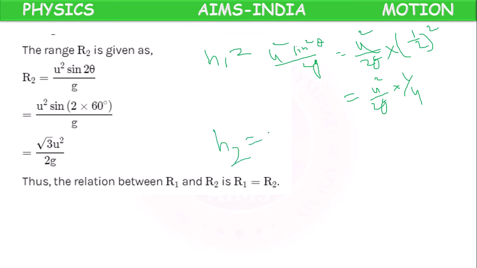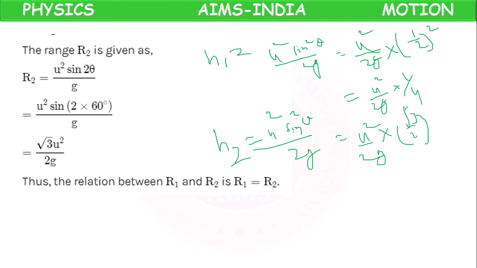In the same way, H2 equal to u square sine square theta by 2g. So, u square by 2g into sine square 60 degrees. Sine 60 degrees how much? Root 3 by 2. Root 3 by 2 whole square, which is equal to u square by 2g into root 3 whole square equal to 3, 2 square equal to 4.